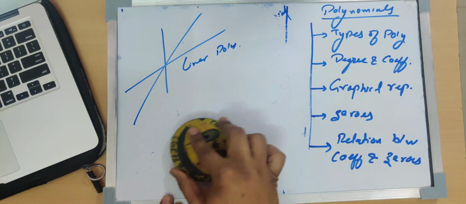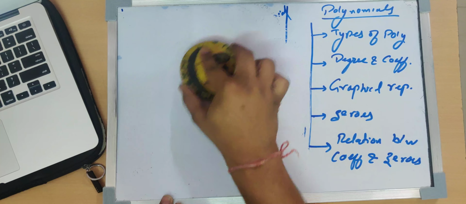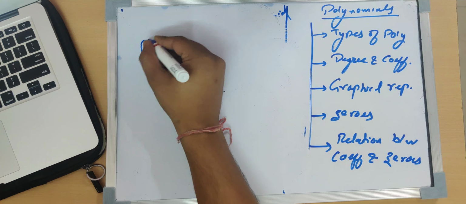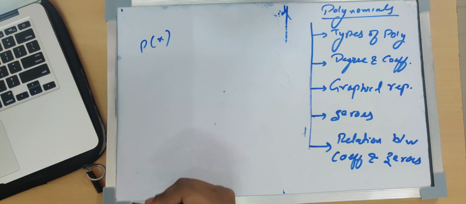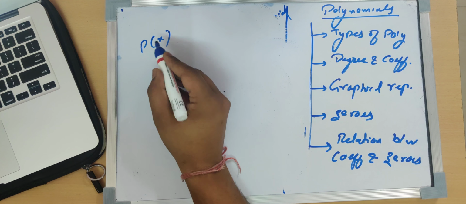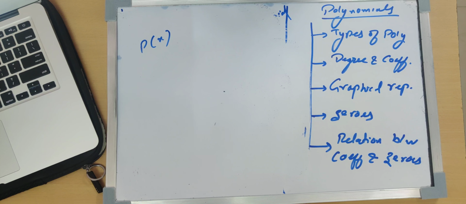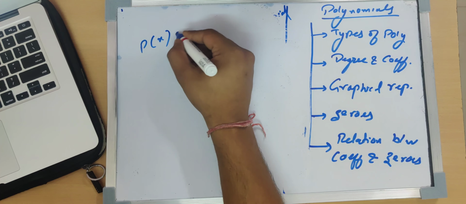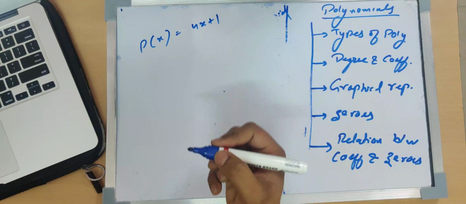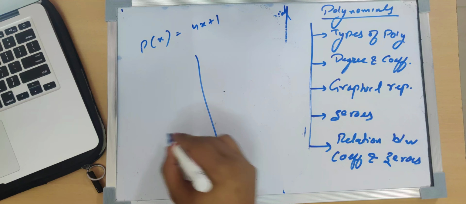Now the important thing, which is actually the first exercise of your chapter polynomial, that is 2.1, is the graphical representation of the zeros. So let's suppose we have a polynomial p(x). Here p represents the polynomial, and p of x means the polynomial has a variable x in it. So let's suppose we are considering the example 4x plus 1.